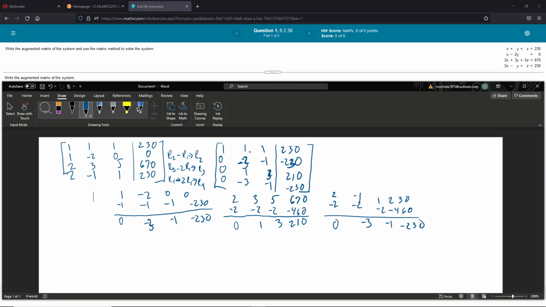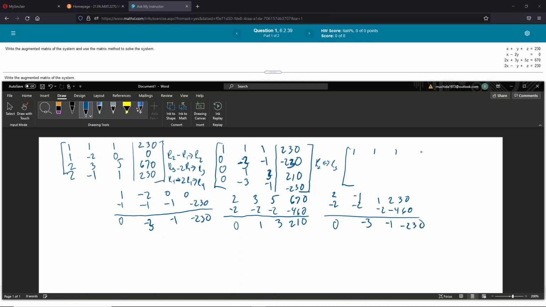Now it'd be nice if in the second row, second column position, that was a 1. Right now it's a negative 3. But what I can do is switch row 2 and row 3, because there is a 1 in that second column position. So I could just switch, like I said, row 2 and row 3, and that'll make the row 2, column 2 position a 1. Let me just do that. So, switching row 2 and row 3.